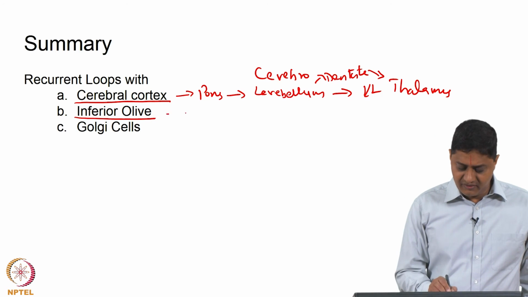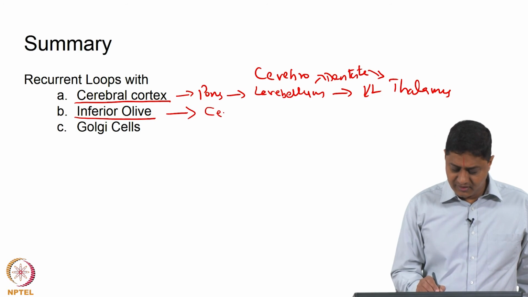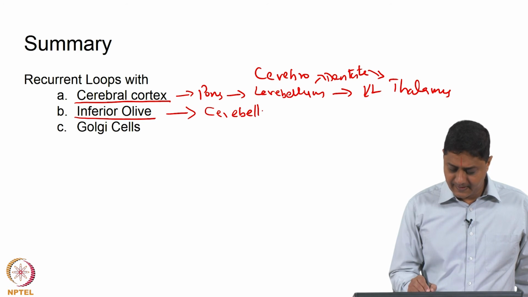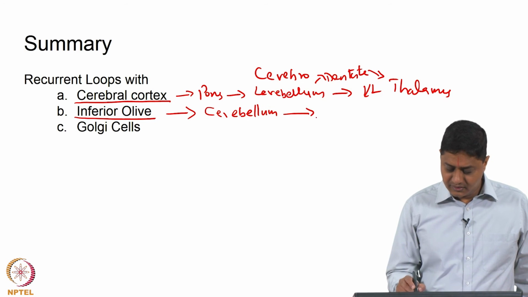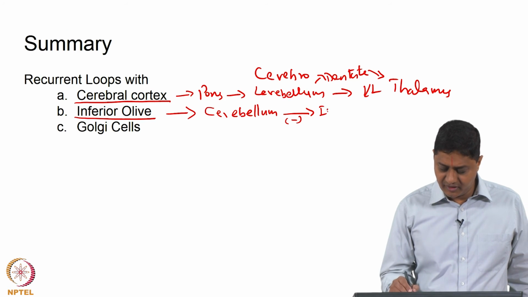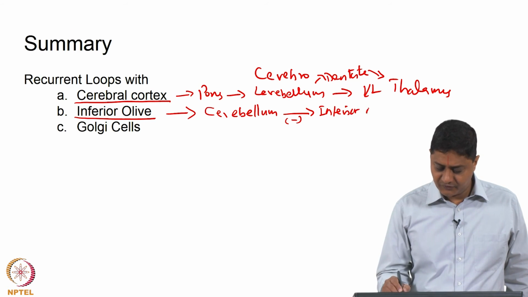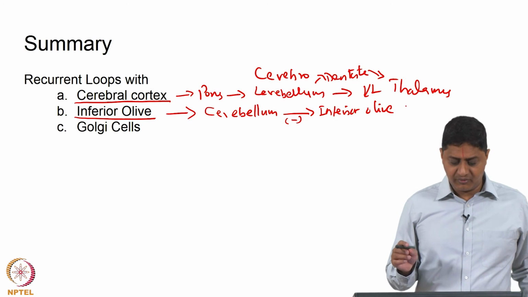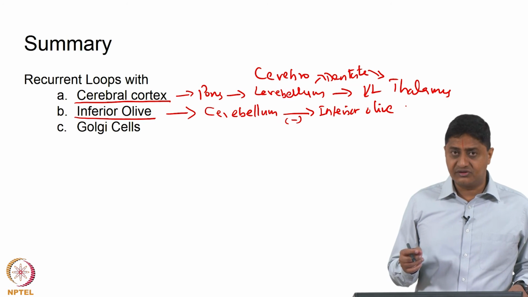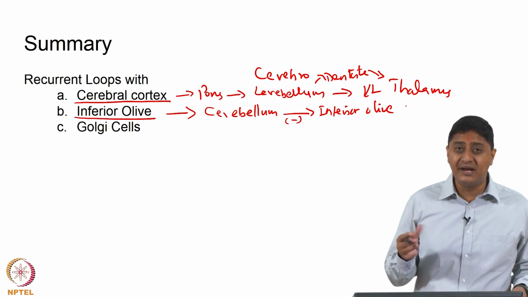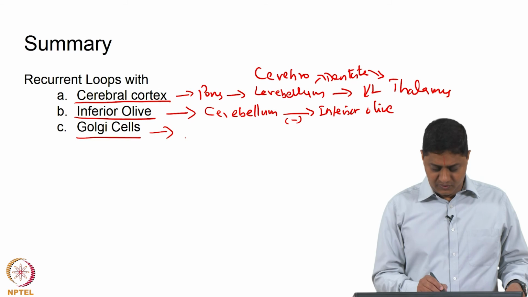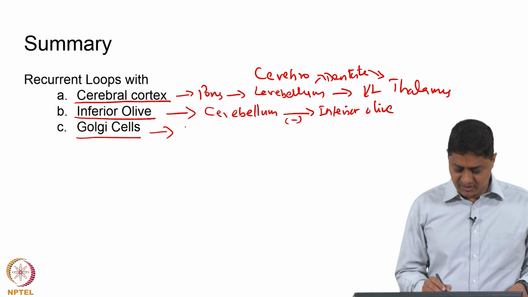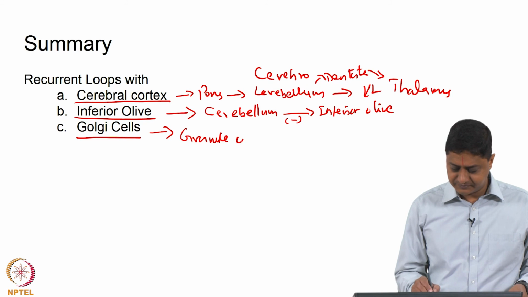Then inferior olive and cerebellum, it inhibits the inferior olive. So, cerebellum can control what kind of input it is going to receive and to what extent it can regulate its own inputs. Golgi cells regulate the function of granule cells.